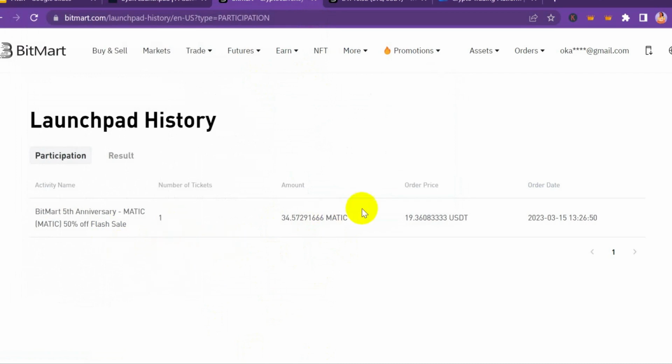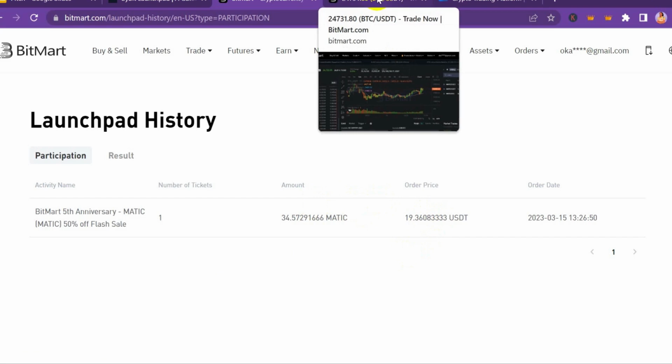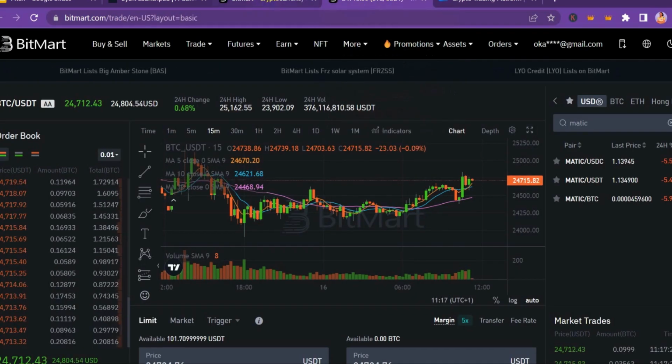So what we're going to do now is, remember you bought one ticket for 34 Matic with 19 USDT, which is at the rate of 0.56, and you sell for 1.13 dollars, and you have your profits to keep to yourself, right? That is good money on the side without trading, without doing fundamental and technical analysis, right? Yeah, so that is it.